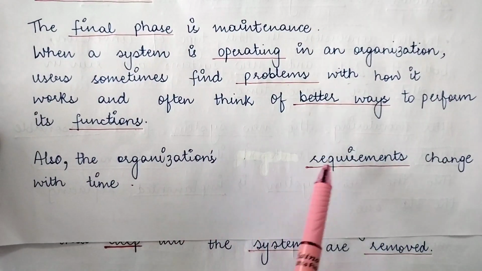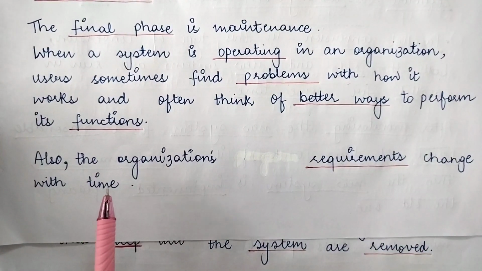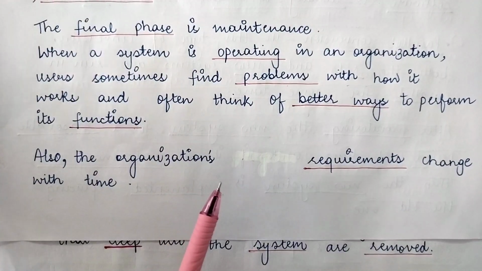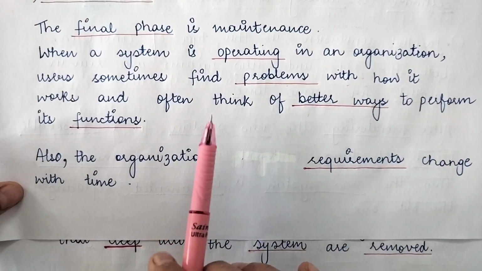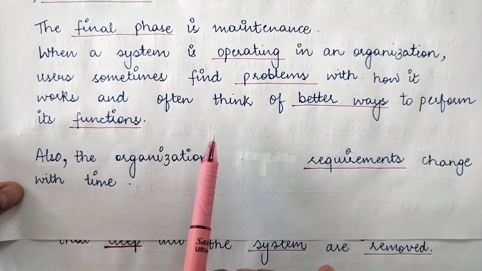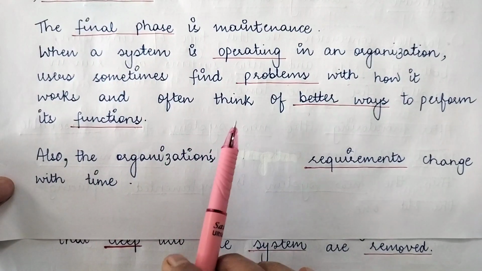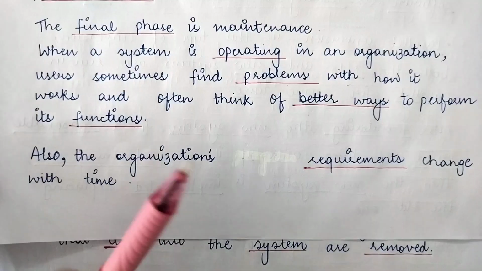Also, the organization's requirements change with time. As I said, anybody's requirements can change with time, be it the users or organizations, and to fit those requirements you have to continuously keep changing the functionalities or features of the information system, which is what you call maintenance.